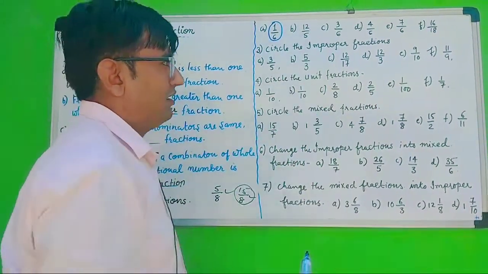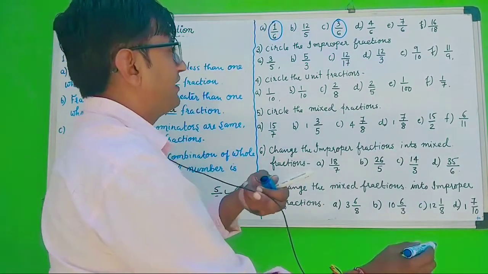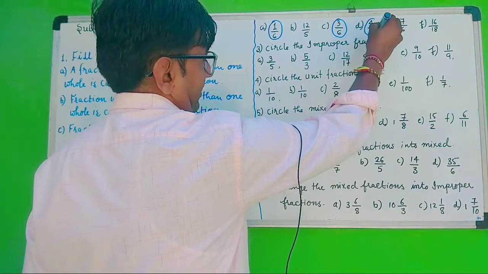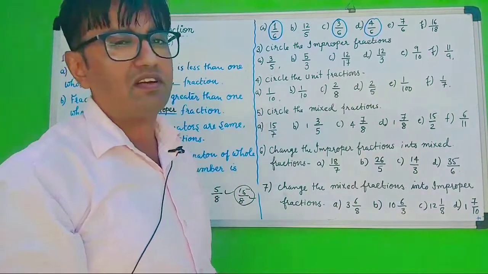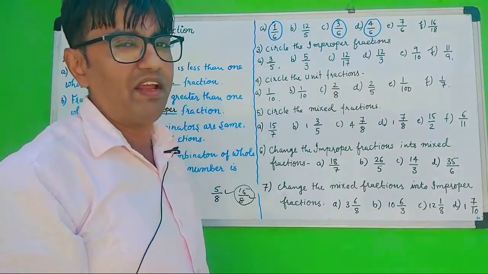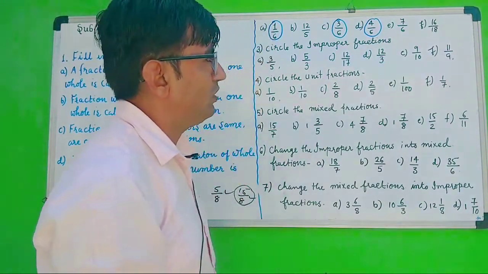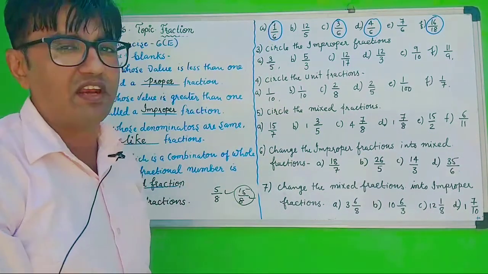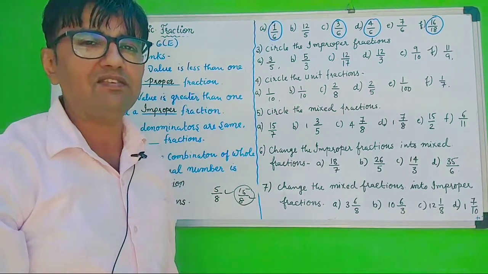So no circle. 3 by 6, yes, we have to circle it. Then 4 by 6 is correct. 4 by 6 is a proper fraction because 4 is smaller than 6. The numerator is smaller than the denominator. 7 by 6, no. 16 by 18 also, yes. 16 by 18 is also a proper fraction because 16 is smaller than 18. 16 is the numerator and 18 is the denominator.